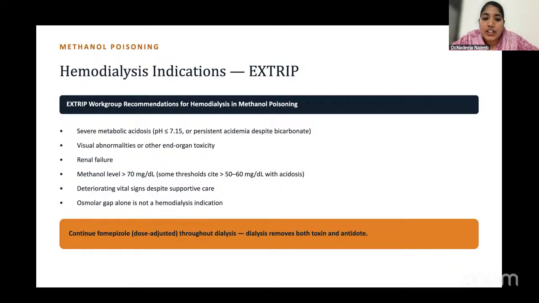Even if the patient is started on hemodialysis, make sure to continue fomepizole and increase the frequency of fomepizole. Dialysis would remove both the toxin and the antidote from it.